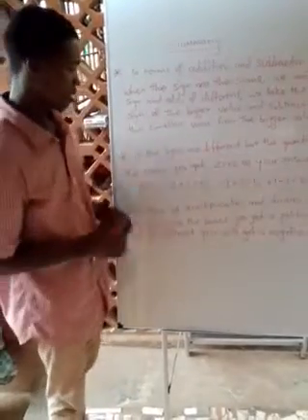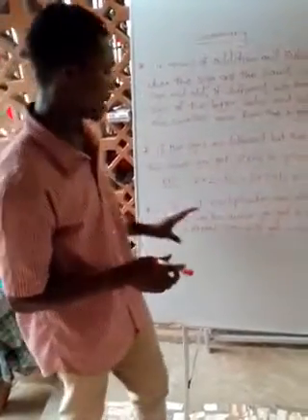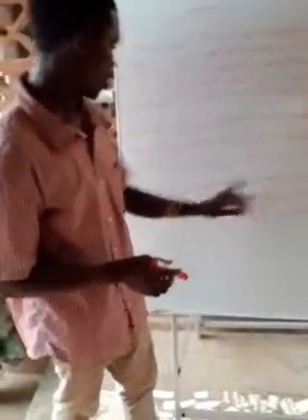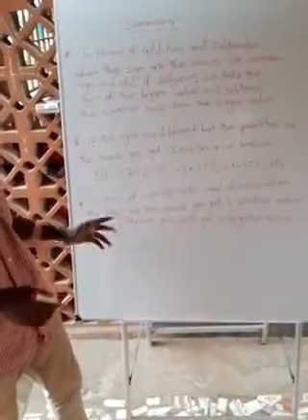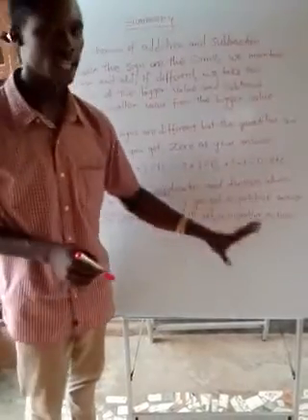That's it. Now, the last one, which is in terms of multiplication and division: when the signs are the same, we get a positive answer, and when the signs are different, we get a negative answer.